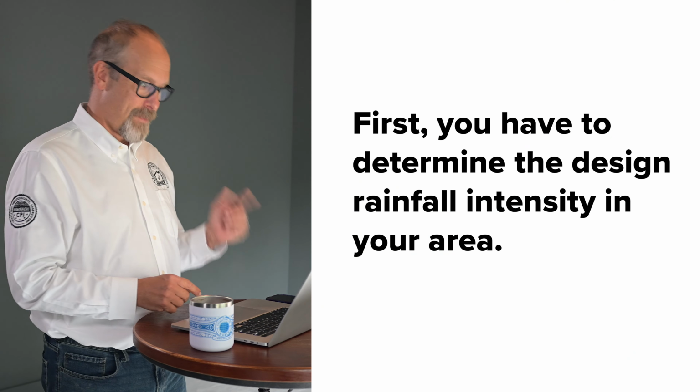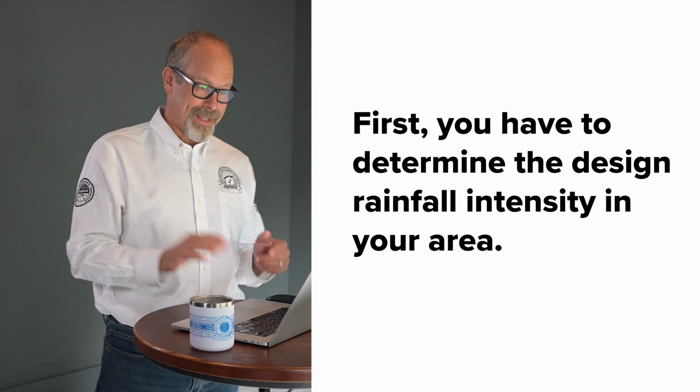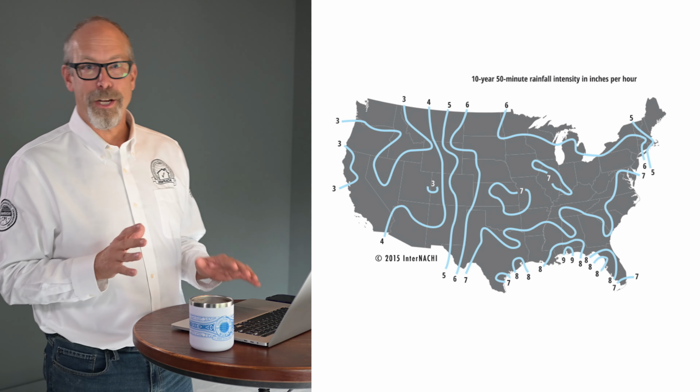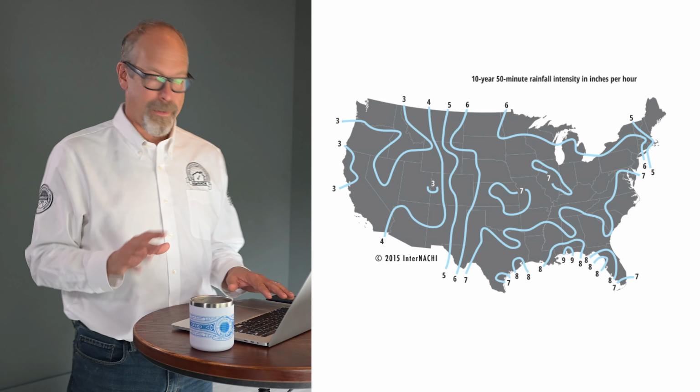Proper steep slope roof drainage design requires 2 steps. First, you've got to determine the design rainfall intensity in your area, typically based on a 10-year return period, though this varies by region. Second, you calculate roof drainage system spacing and layout based on your selected gutter size and the rainfall intensity from step 1.